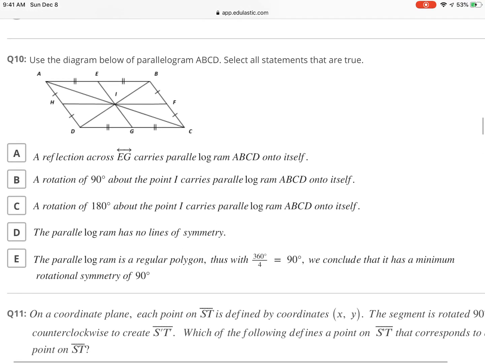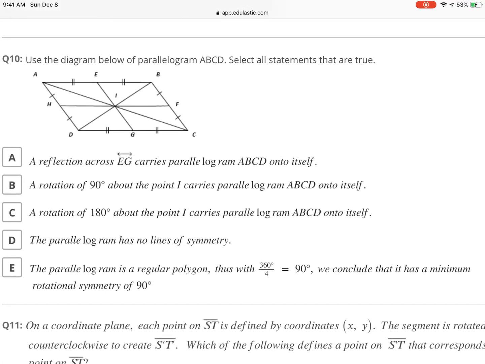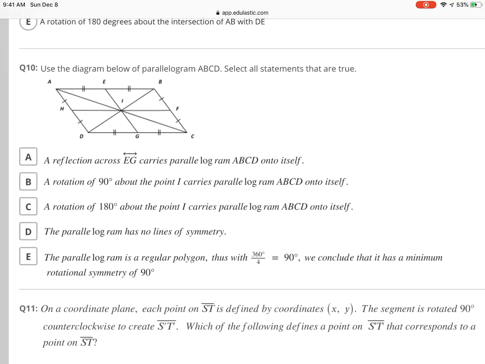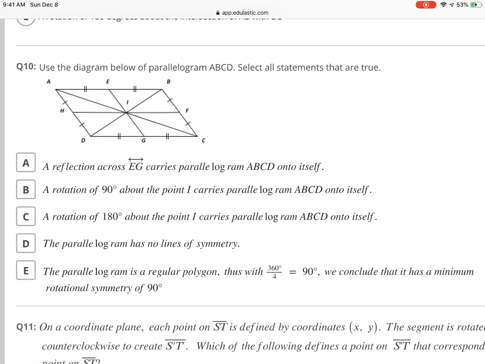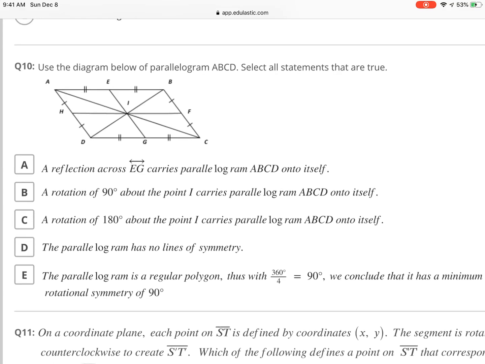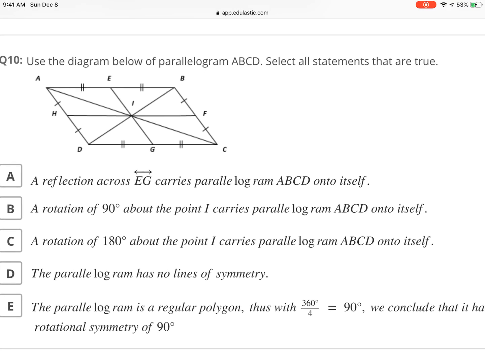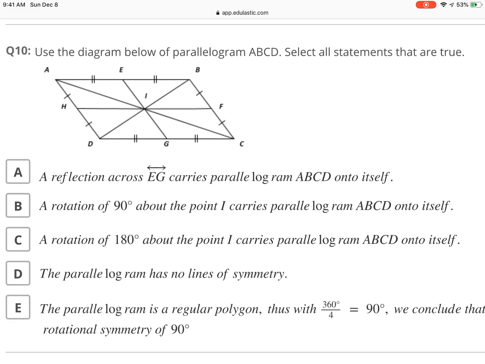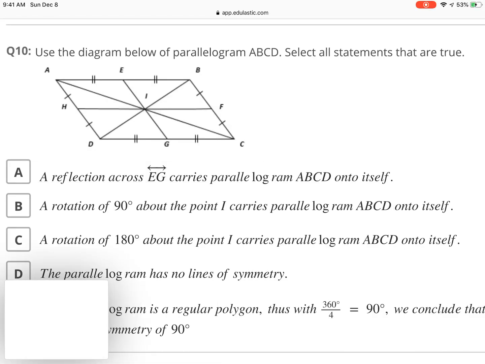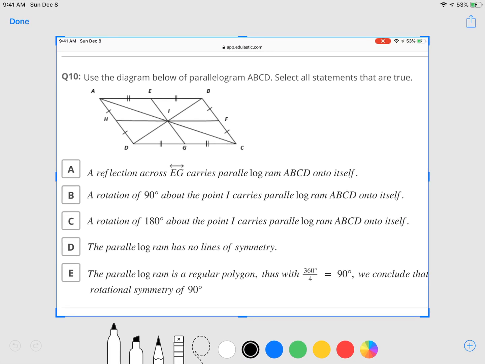Question 10. Use the diagram below. I'm going to chop off some of the bottom, option E, just so we can get zoomed in more. You could just rewind to see what it said. Okay, so question 10 says, use the diagram below of parallelogram ABCD, select all statements that are true. Okay, not too many of them are true here.